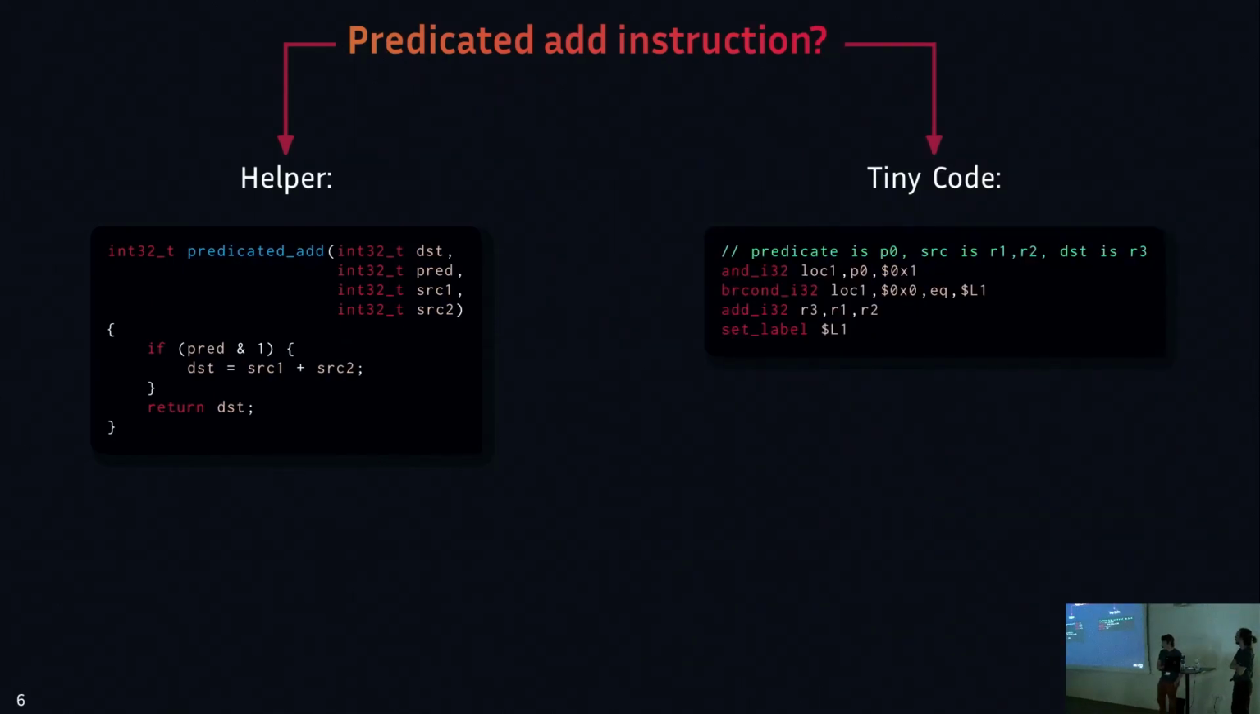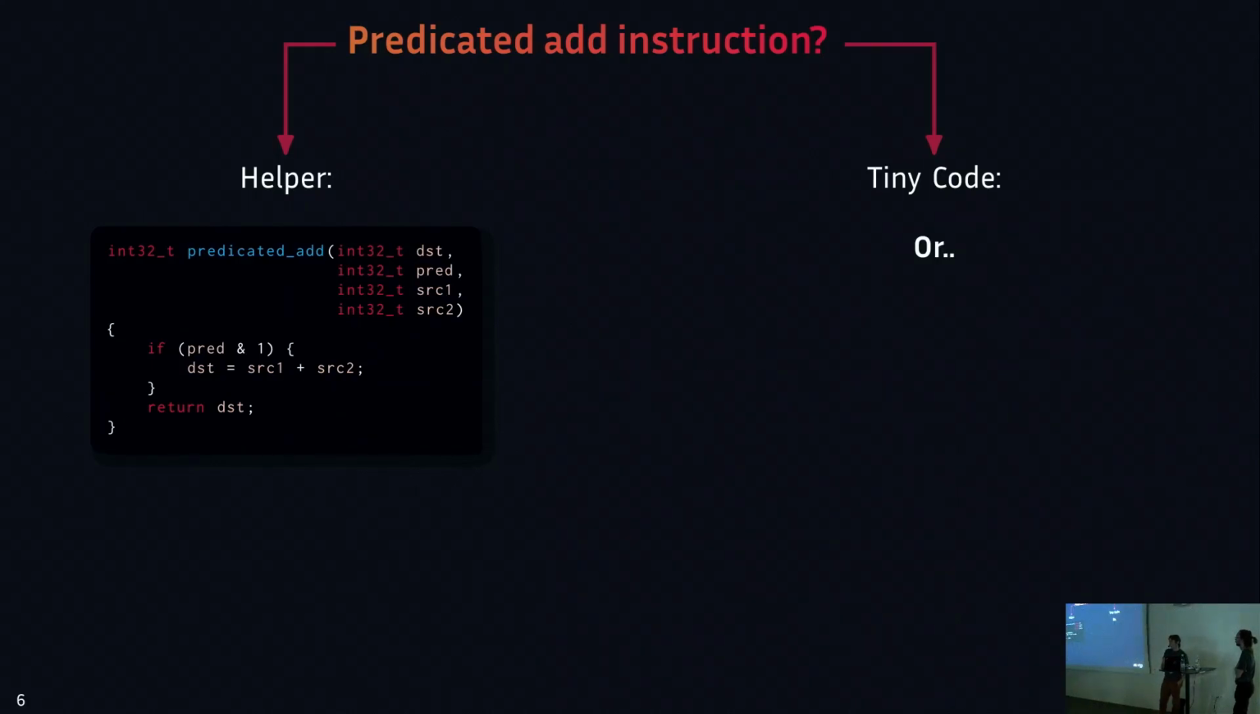In tiny code, we will have something like this. We will have an AND instruction that takes the predicate, ANDs it with 1, saves it into a local variable, and then performs a conditional branch, checking whether loc is equal to 0, and then jumps to label L1 that we will bind later, and basically skips the addition. So if the condition does not hold, we just add R1 and R2 and save the result into R3.